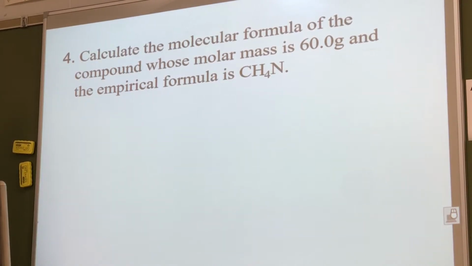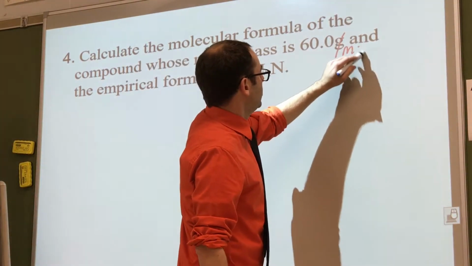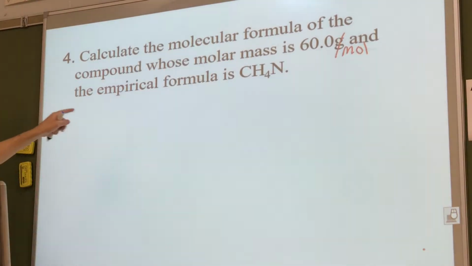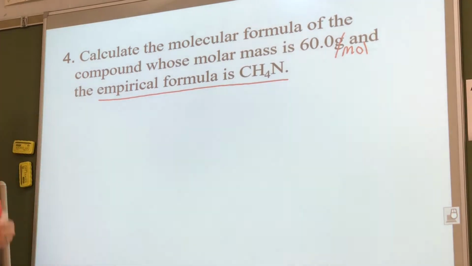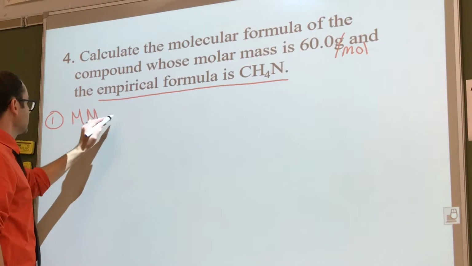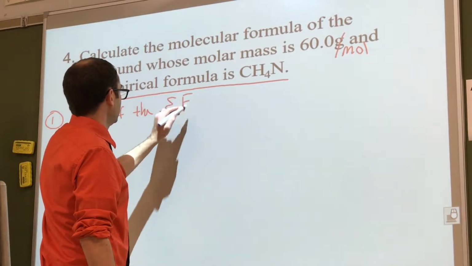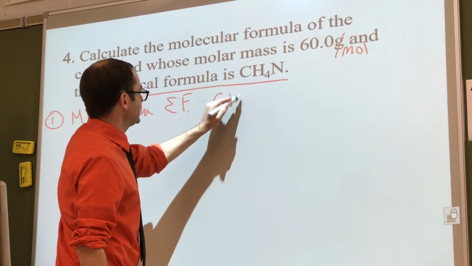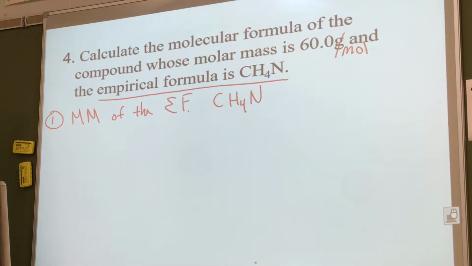It says calculate the molecular formula of a compound whose molar mass is 60 grams per mole, and the empirical formula is CH4N, all right? First step, you need to know the molecular mass of the empirical formula, all right? Which means this CH4N. So what's its molecular mass? We look at the periodic table and we figure it out.